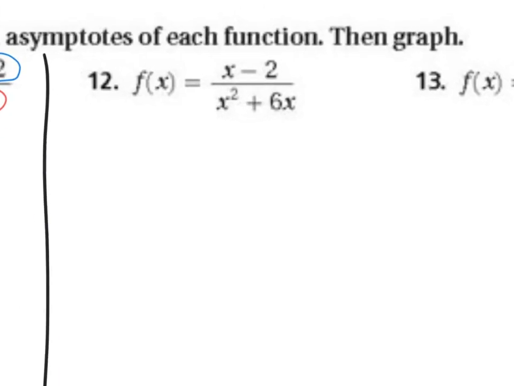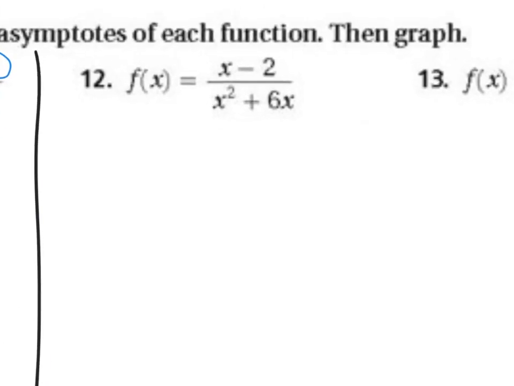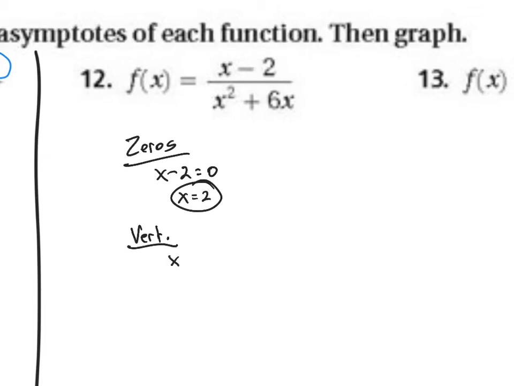Okay, so let's do this one. Find the zeros in the function. Here we go, zeros. That's when the top is equal to 0. Oh, when x is equal to 2. Perfect. Let's go vertical asymptote. That's when it's undefined. So when the bottom equals 0.